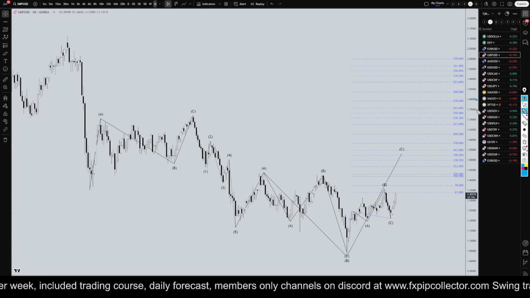Today is Sunday, April 27th, and this is my full top-down analysis for the pound US dollar.